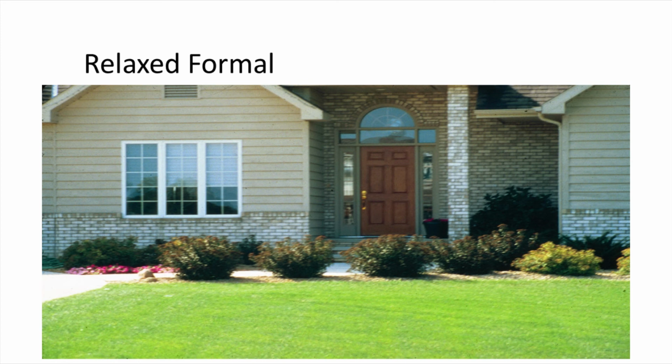Here's a case though where the house is also kind of relaxed formal. So the house is not symmetrical. It's informal in that way, but there are some formal touches to it. So putting an informal bed line and formal plantings with some rows of plants in there in this case might work because the house is already blending the two styles, so the landscape can blend the two styles.